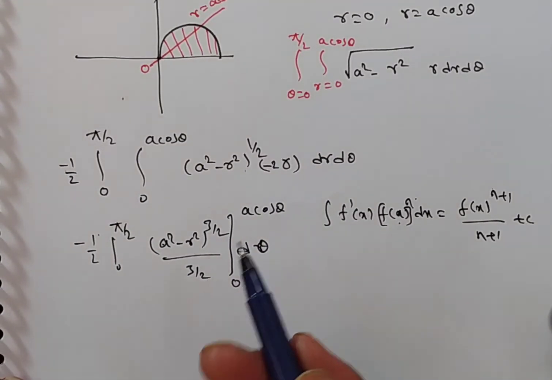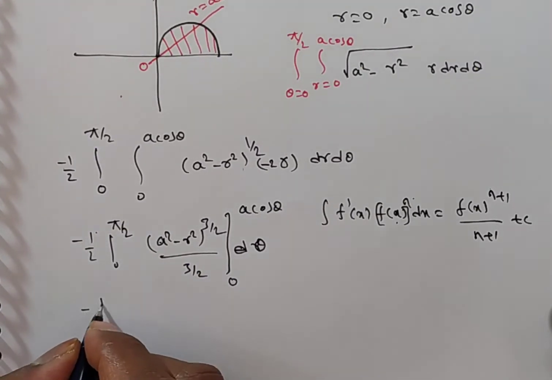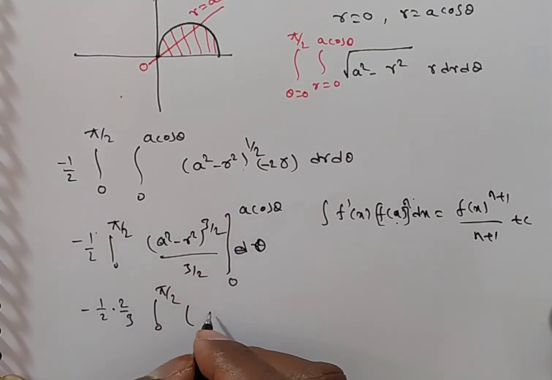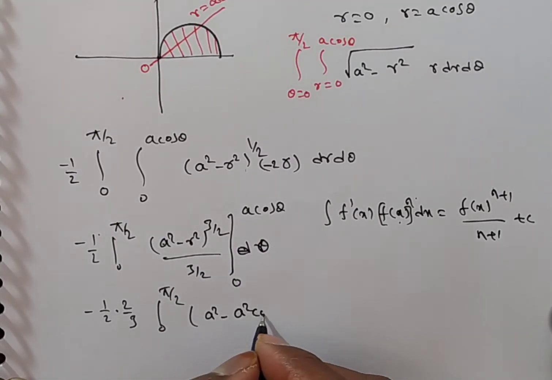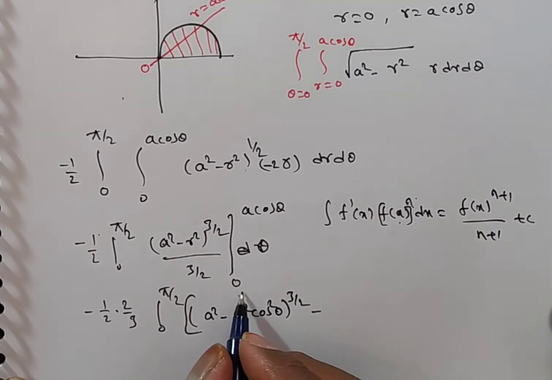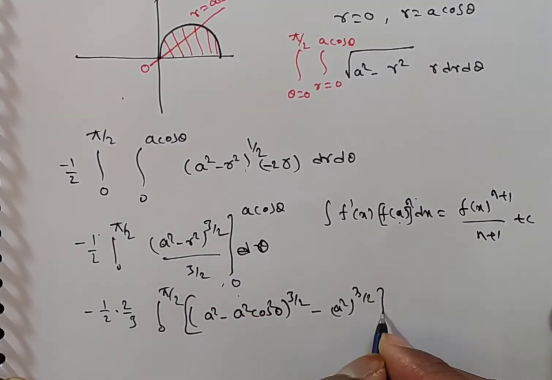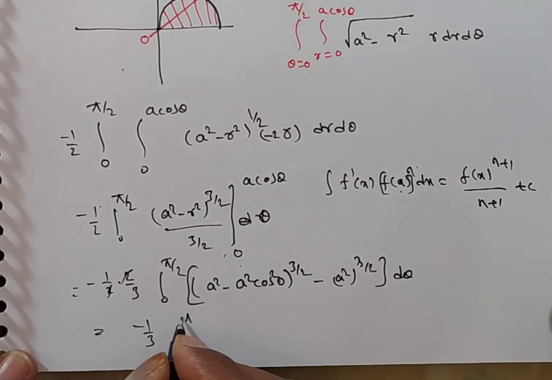Now you have to substitute the upper limit and lower limit. Then, if the 3 by 2 is written in the numerator, you will have 2 by 3. So this is 1 by 2 into 2 by 3, limits from 0 to pi by 2. If you substitute the upper limit in place of r, a square minus r square is nothing but a square cos square theta whole to the power of 3 by 2. Minus, the lower limit you substitute, in place of r 0. So a square whole to the power of 3 by 2 into d theta. Now the denominator 2 and numerator 2 get cancelled. Then I will have minus 1 by 3, limits from 0 to pi by 2.